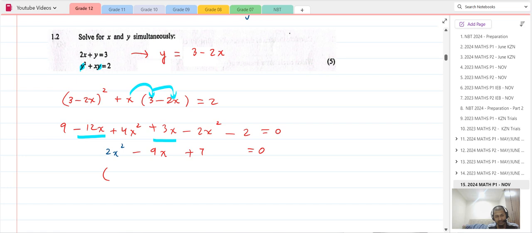Now to factor this out, we have 2x and x, right? 2x times x is 2x squared. So the only factors that will work are, let's see, will 7 work? 7 goes here. It's just 7 and 1.